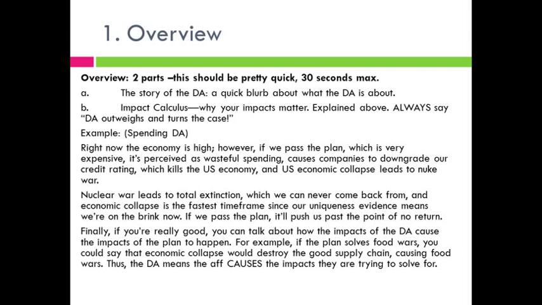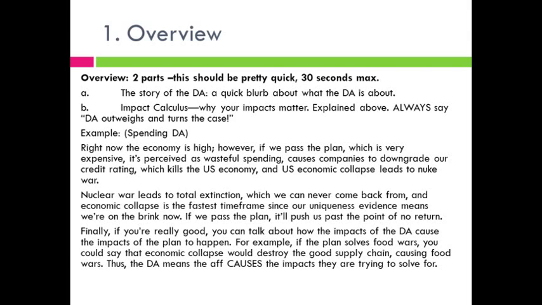So the first part is the story of the DA. So this is a quick blurb about what the DA is about. And the second part is impact calculus. So this is why your impacts matter, as explained above. So you should always start out the impact calculus saying disad outweighs and turns the case, and then the second part is explaining why, all right?